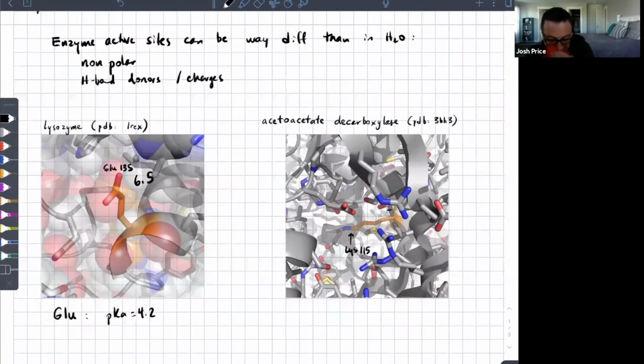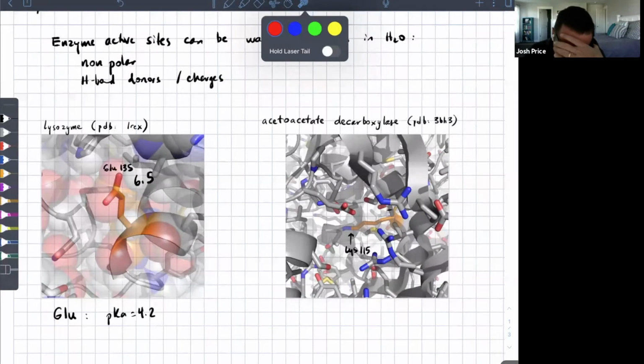this glutamate inside the enzyme has a pKa of 6.5. What does that mean? That means there's a whole bunch of pH values between 4 and 6 where this glutamic acid is going to have its proton instead of not. And this can be important for catalyzing very different reactions. Perhaps you need this glutamate to still be an acid in the reaction mechanism. So this is a case where the enzyme active site makes a group less acidic.